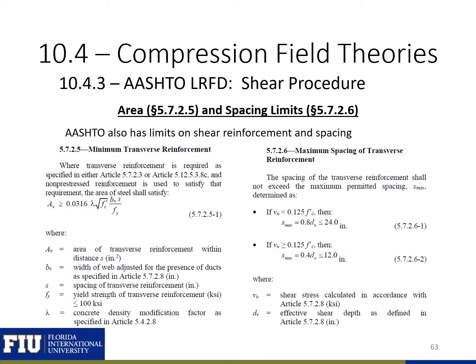AASHTO also has minimum area and maximum spacing requirements. So similar to ACI, these are dependent on the strength of the concrete, our bv, which is the width of our web, spacing of our stirrups, and fy, the yield strength of the stirrups. And then our maximum spacing is dependent on the shear stress in our beam. So both limits are similar to ACI.